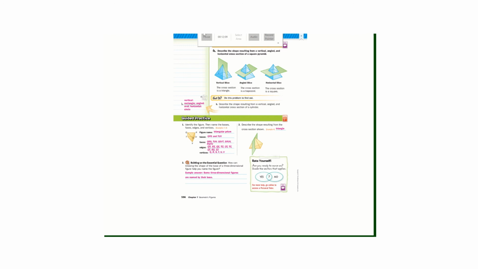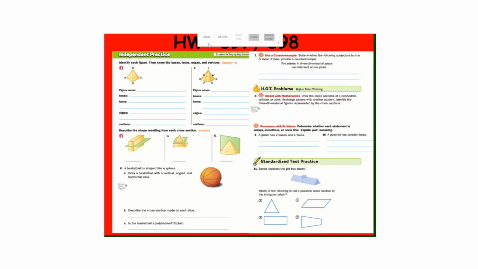Number 2 would be a triangle. So then homework would be page 597. And then again, this is the last section of this chapter 7. And email if you have any questions along the way.